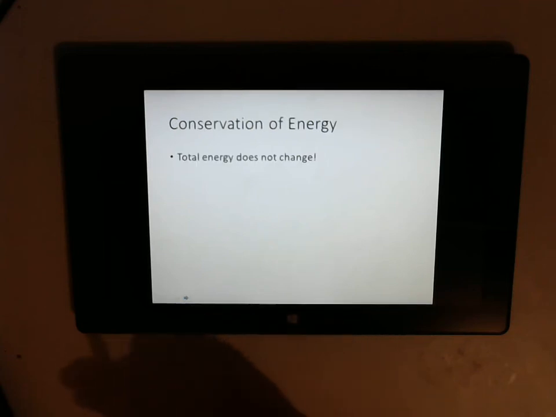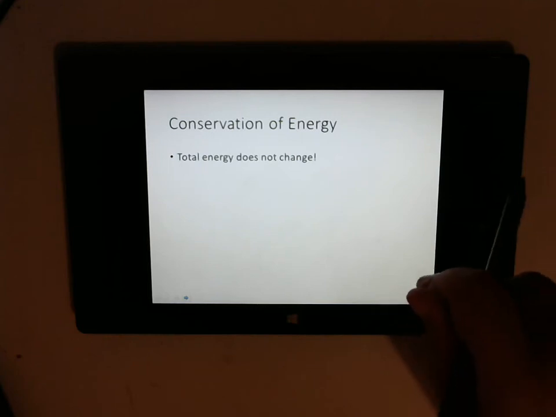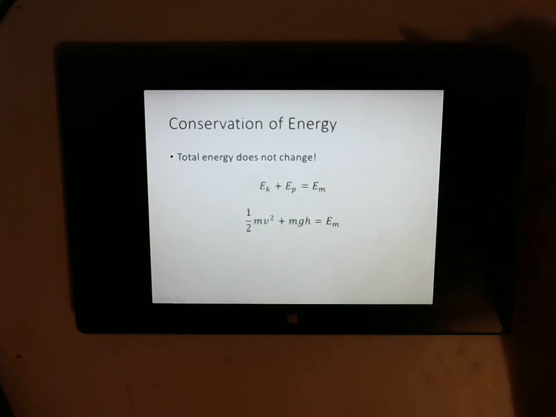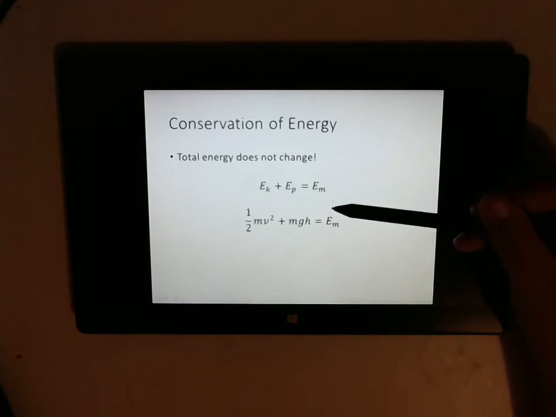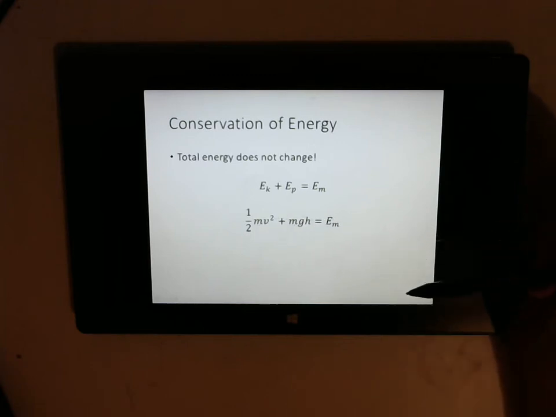Now, something we learnt back in grade 8 is conservation of energy, that the total energy does not change. And so like momentum, those equations are important because it will give us this idea that these two things should add together to be a number that doesn't change.